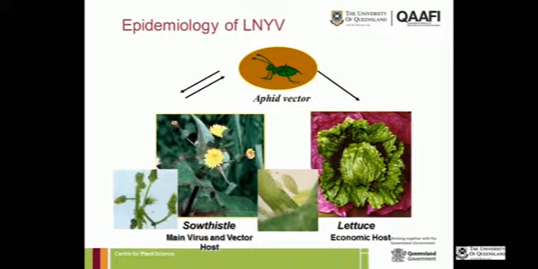So, lettuce necrotic yellows virus, a native Australian virus. We don't really know how and when it arrived, but at this stage it occurs only in Australia and New Zealand. And it has an interesting epidemiology in that the main host of the virus is a weed, sow thistle. And the main host of the insect is also the thistle.